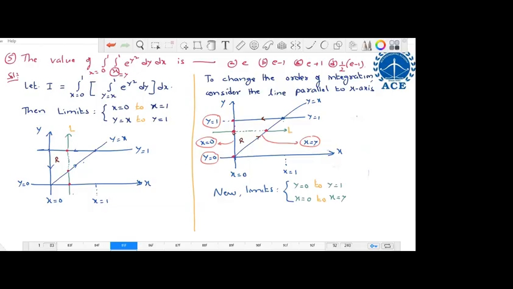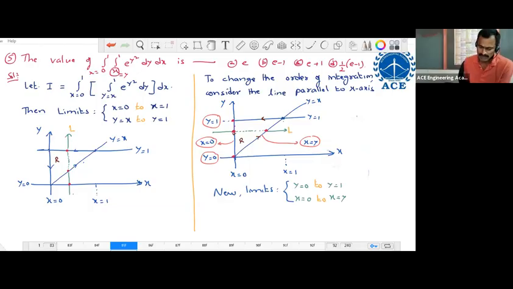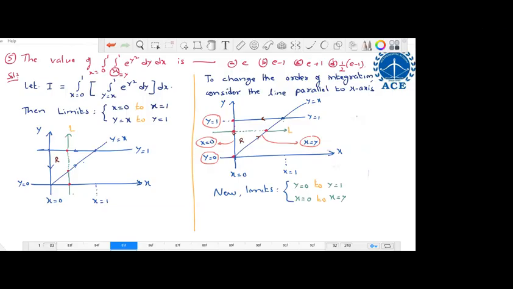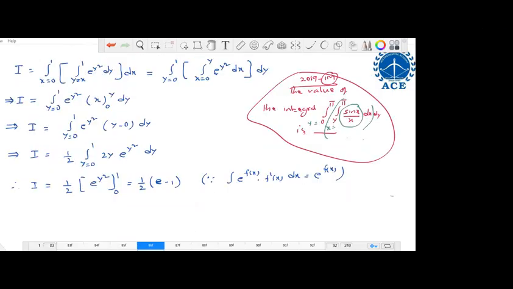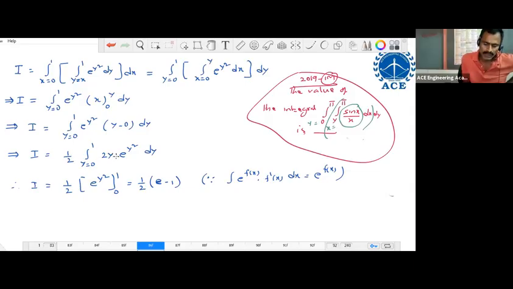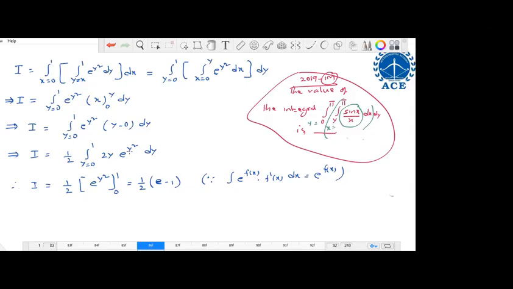Sir, next page, page 86. Here, in the second last step, it is 2y into e to the power y square. After this, e to the power y square came directly, where you have taken y square equal to t and so on.